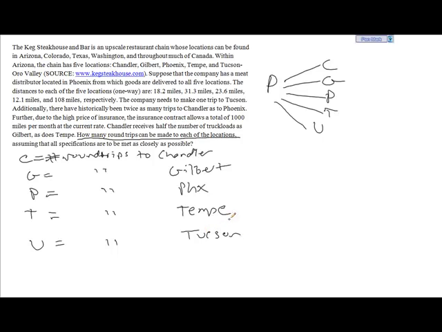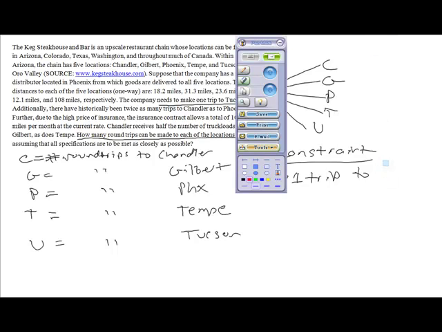Now we need to consider the different constraints that we have. Starting at the top, we have 5 different locations, and we know the different mileages one way to each of the locations. The company needs to make 1 trip to Tucson. That kind of solves it for us, but we'll still write that as a constraint. It's a far location, so we have 1 trip to Tucson. I shouldn't abbreviate that as U, since U represents the number of round trips. So, to Tucson.